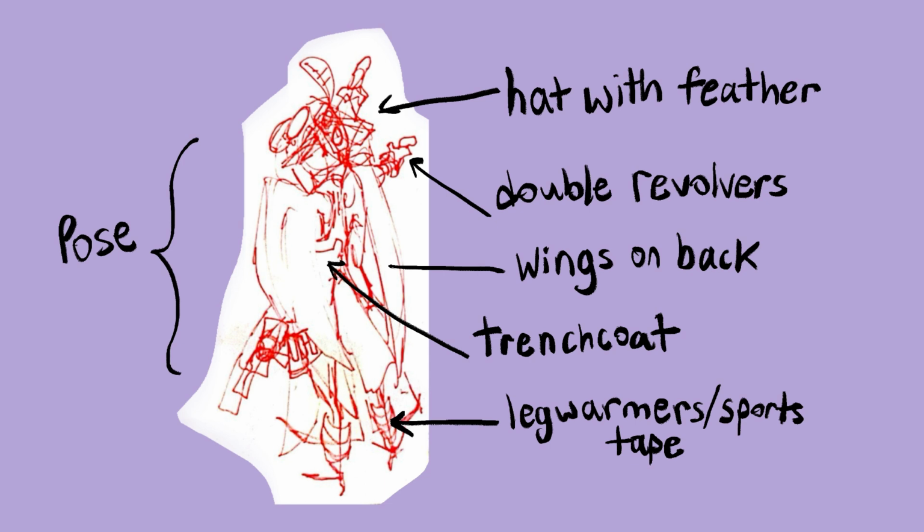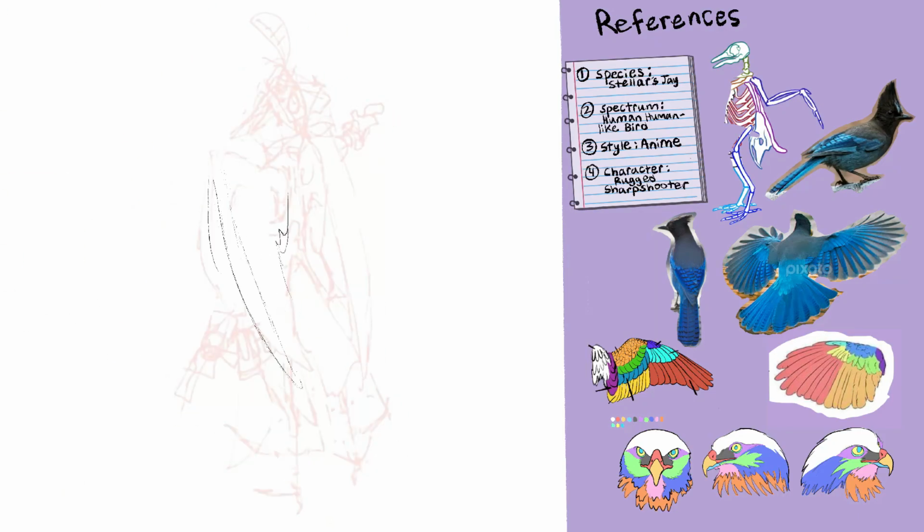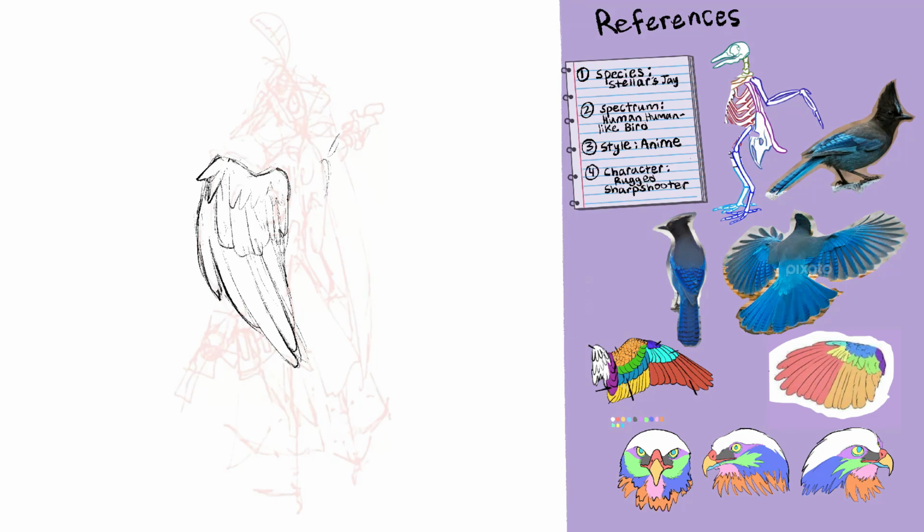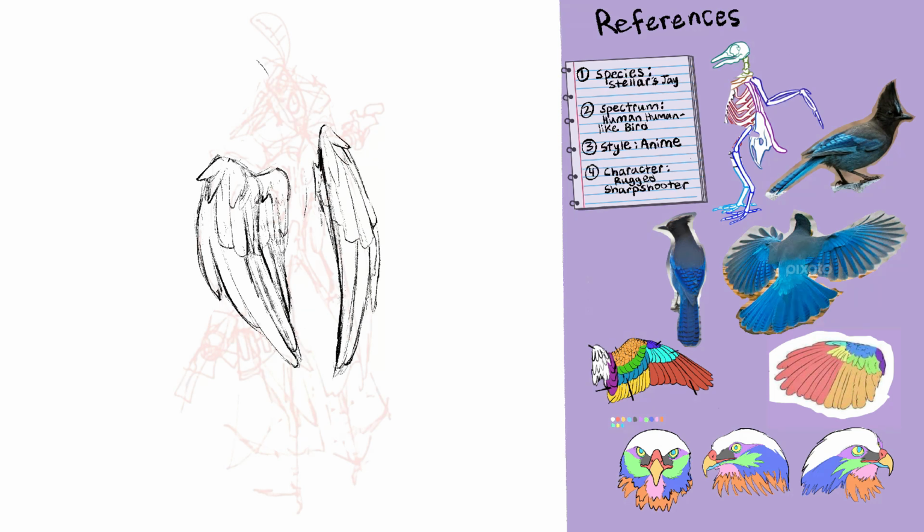A pose from back view with the wings, a hat with a feather, a trench coat, leg warmer bandage things, and double revolvers. I used the concept sketch as the underdrawing and dove right into the final design. This one I actually struggled quite a lot with the angle of the wing, but we keep plowing through.